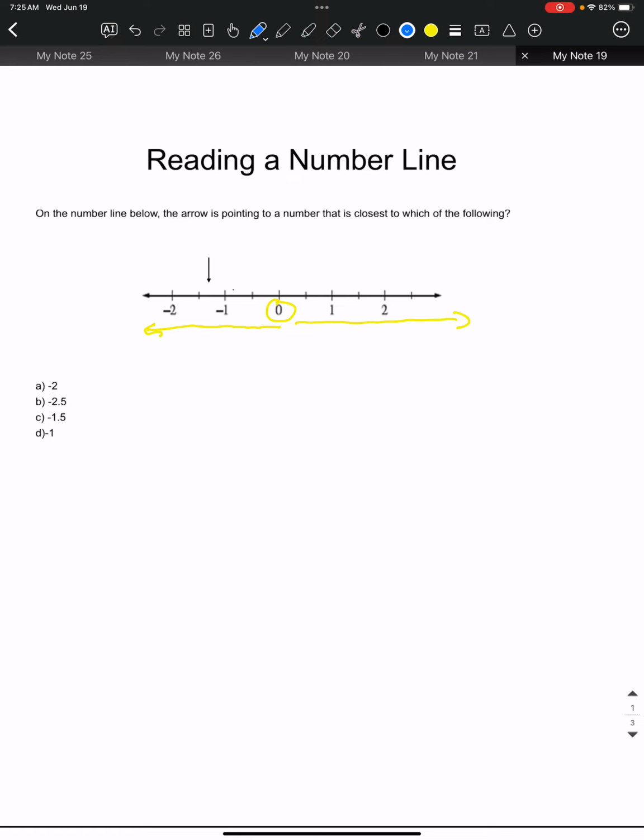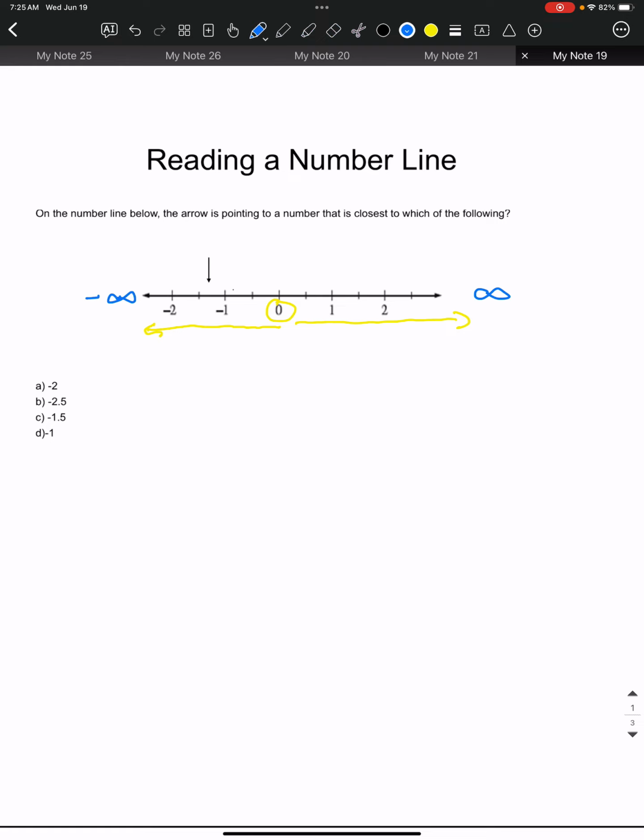really far to the right on the number line, this is positive infinity. And then really far to the left, we call that negative infinity because it goes on and on and on forever. Okay, now let's answer the question.